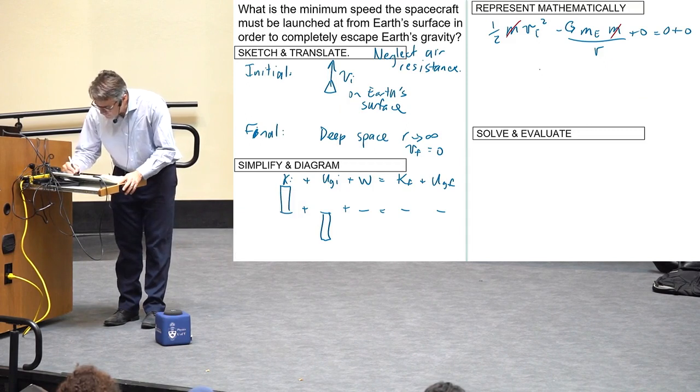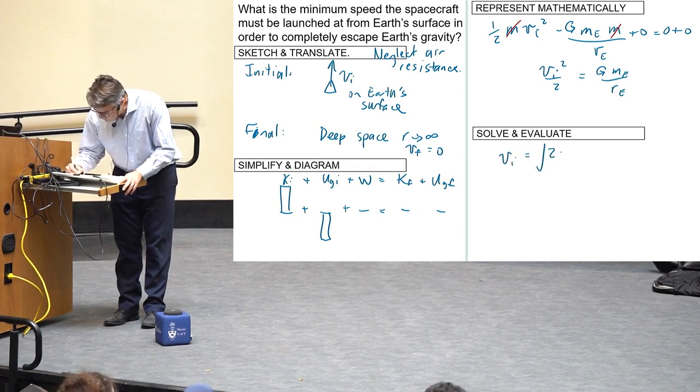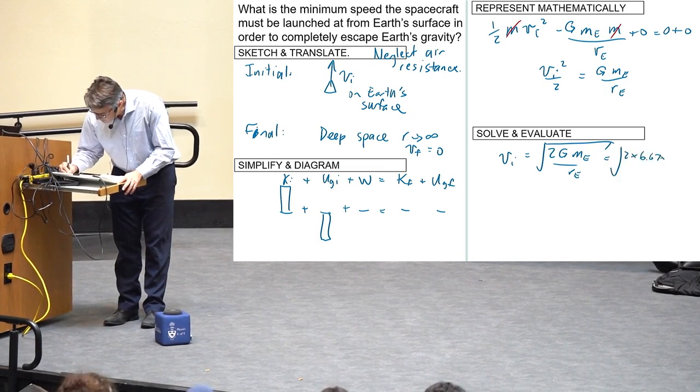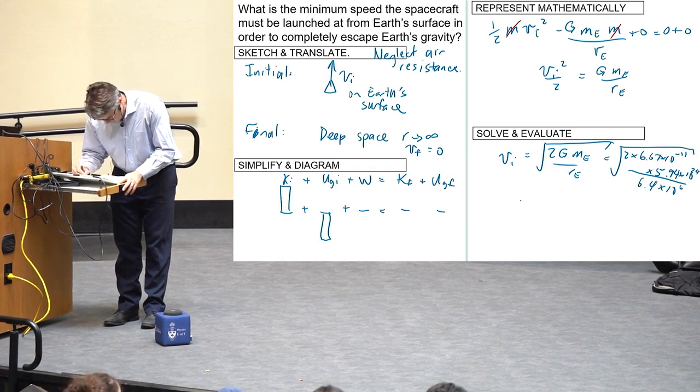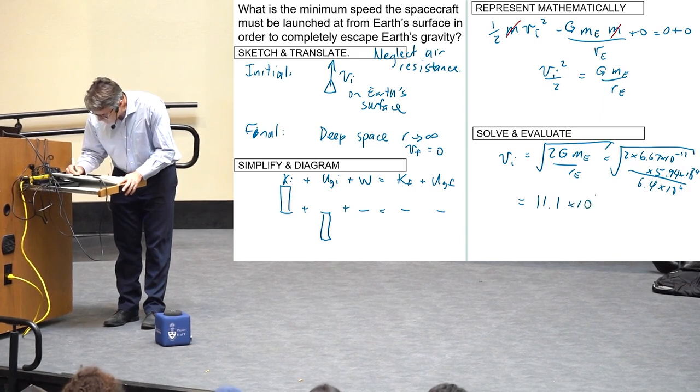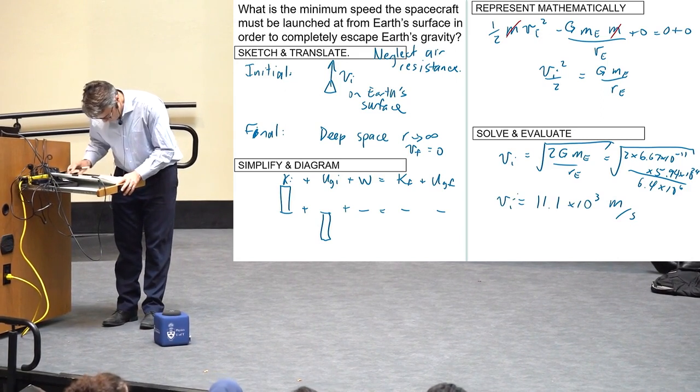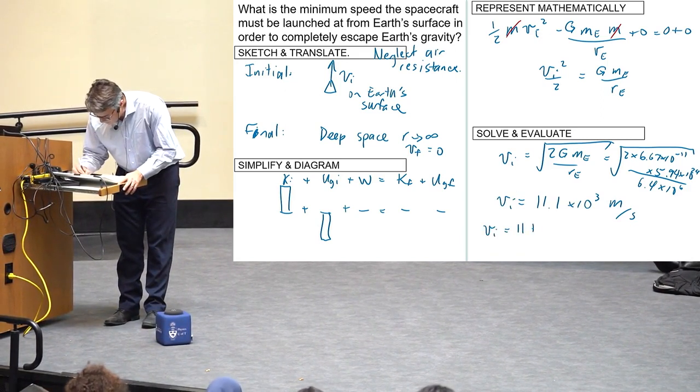Go back to blue. You've got v initial squared over 2 equals G times the mass of the Earth divided by the radius of the Earth. Sorry, this should say R_E. So v initial equals the square root of 2 times G times the mass of the Earth divided by the radius of the Earth. You can plug in numbers: 2 times 6.67 times 10 to the minus 11, times 5.94 times 10 to the 24 kilograms, divided by 6.4 times 10 to the 6 meters. Then take the square root of all that. I got 11.1 times 10 to the 3 meters per second. So v initial is 11 kilometers per second.